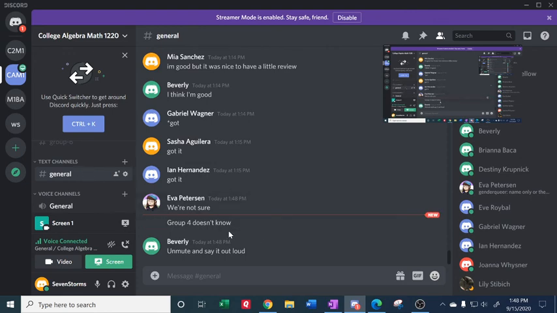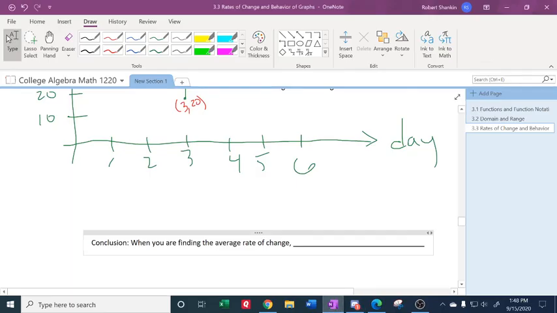Okay. Group 5. What do you got? This is Lydia. Yes. And I thought that the average would stay the same since it's an average. So, restate that again. So what's the question? When you're finding the average rate of change, what comment would you write?